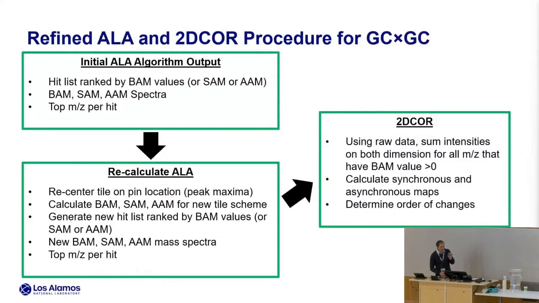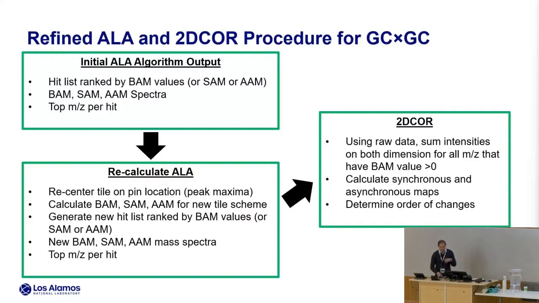So we take our ALA and we refine it a little bit. We have our initial output, essentially our hit table, ranked by our BAM values. We have our mass channels and our retention times. And what we do is, since we know the retention time, we can recenter our tile on that retention time, and then recalculate our ALA parameters.